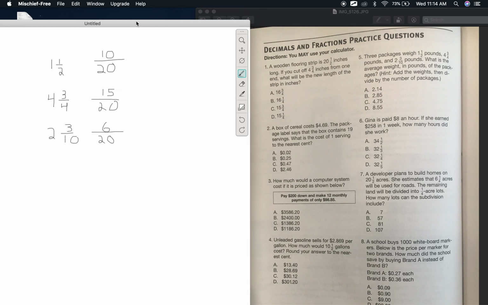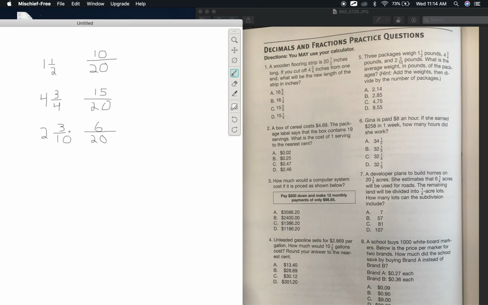Okay, so let's add these bad boys up. Let me just cross these out for the sake of it. We'll put an addition there. So 10 plus 15 is 25, plus 6 is 31, so we'll do 31 over 20.